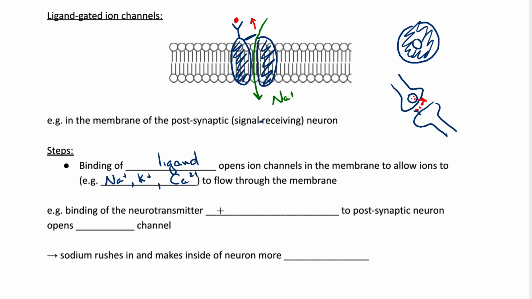A specific example is that binding of the neurotransmitter acetylcholine, which gets abbreviated capital A, capital C, lowercase h, to the postsynaptic neuron, that's this neuron in this diagram, opens a sodium channel, allowing sodium to rush in and make the inside of that postsynaptic neuron more positive. And that actually constitutes the electrical signal that then will propagate down that neuron in turn. And we'll look at that process in more detail in the lessons on neural signaling. So that is a look at three different types of transmembrane receptors and their structure and function.